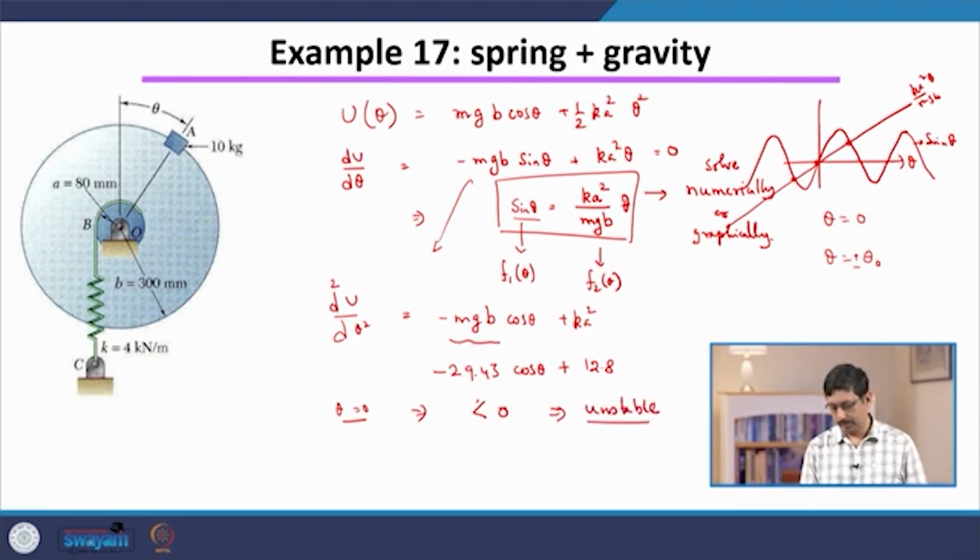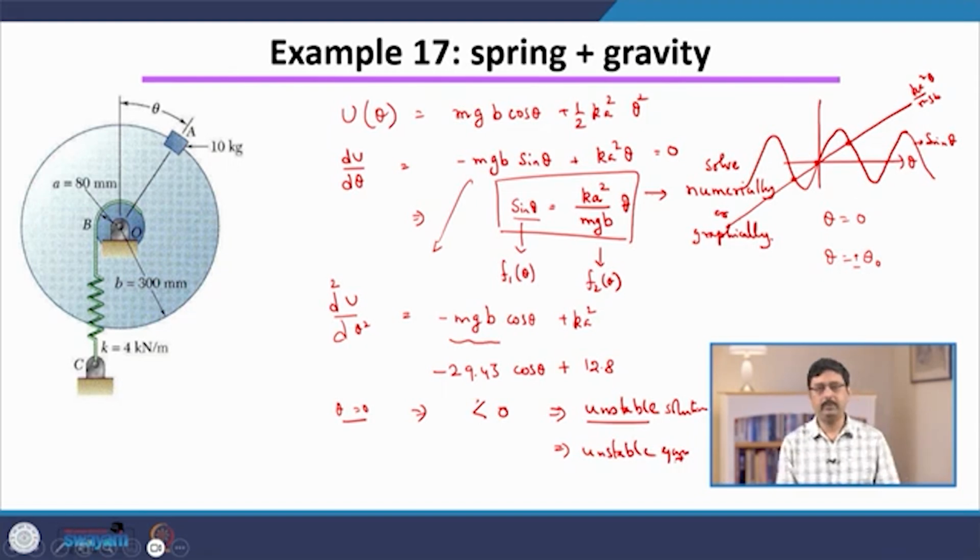So, unstable solution, which means unstable equilibrium. Okay. So, I hope that this gives you some idea about how to approach this kind of problem.